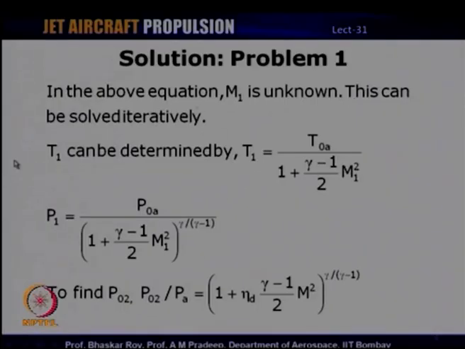Once we calculate Mach number, the static temperature and pressure can be easily calculated. T1 can be determined: T1 is T0A, because T01 and T0A are the same, divided by 1 plus gamma minus 1 by 2 M1 square. Similarly, P1 is P0A divided by 1 plus gamma minus 1 by 2 M1 square raised to gamma by gamma minus 1.